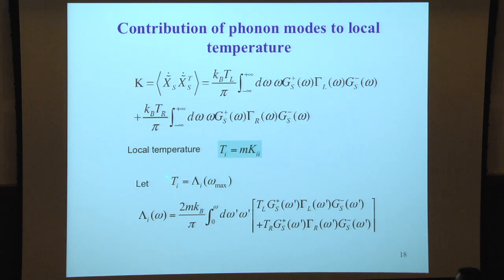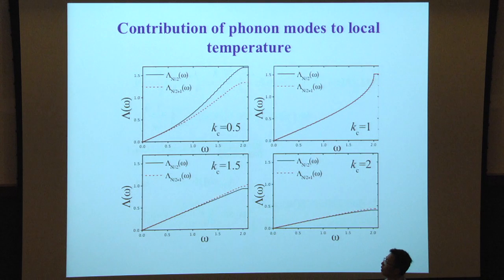Then the temperature is the magnitude of lambda when the frequency equals the upper bound of the phonon spectrum. So lambda represents the added contributions to the local temperature from the possible phonon modes with frequency less than omega. I mean, we add the contribution of phonon modes with frequency from zero to omega. So this is the meaning of the function here. Then we plot lambda as a function of omega for the two interface particles, with a typical choice of Kc.